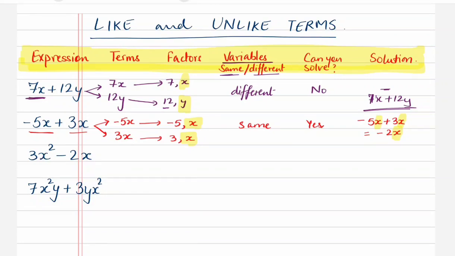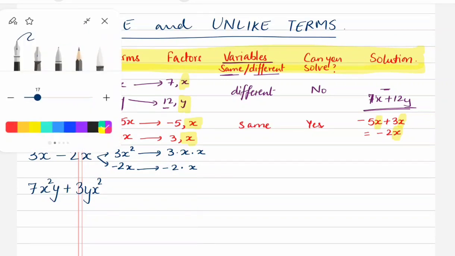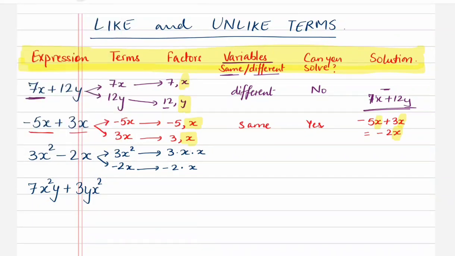So the next one is 3x squared minus 2x. So the two terms are 3x squared and minus 2x. The factors are 3 times x times x. Here it is minus 2 times x. Are the variables the same? Now, this is a tricky one. Here you have two x's and here you have 1x, right? There you have x times x.